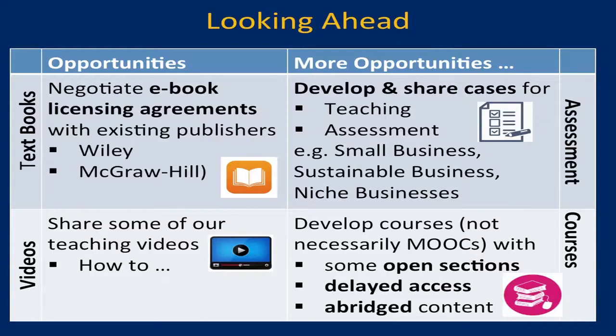And finally, in terms of courses, I don't think at this stage our school is looking to develop a MOOC, but perhaps we could share some sections of our courses, or we could think about delayed access to some of that material, or we could think about abridged content. So instead of the whole course, which is 13 units offered for credit, maybe we have 3 units, so abridged versions that can be made available through open educational resources.